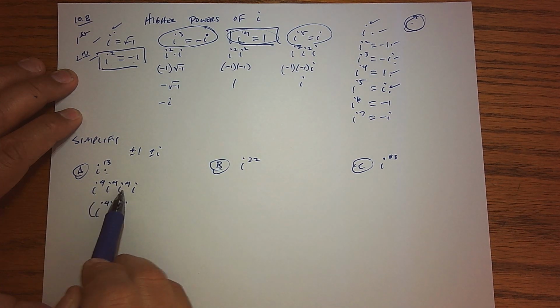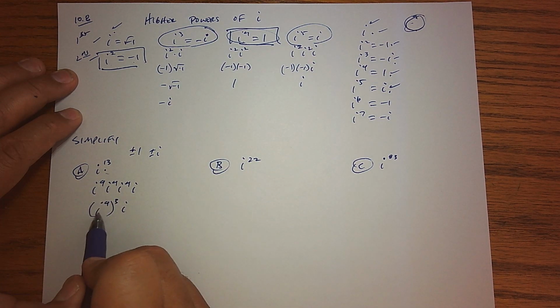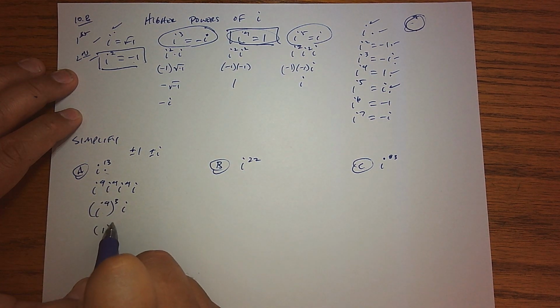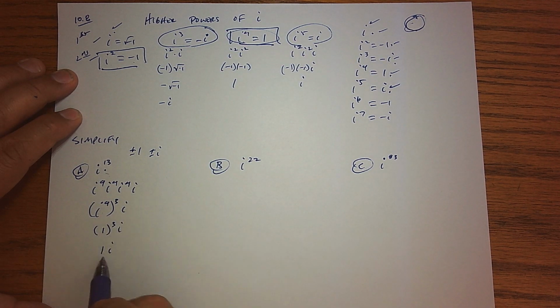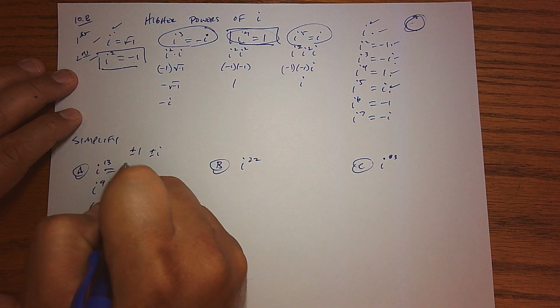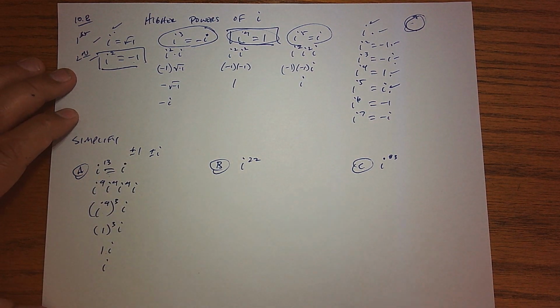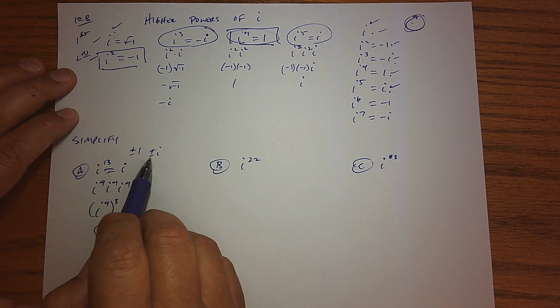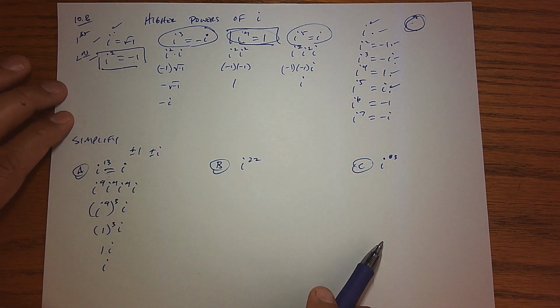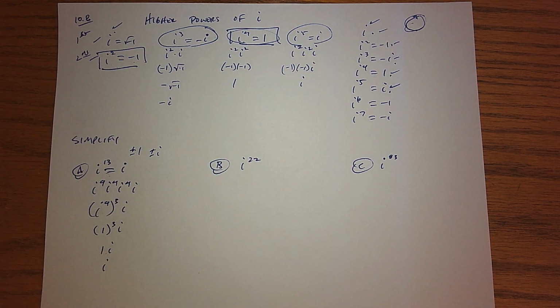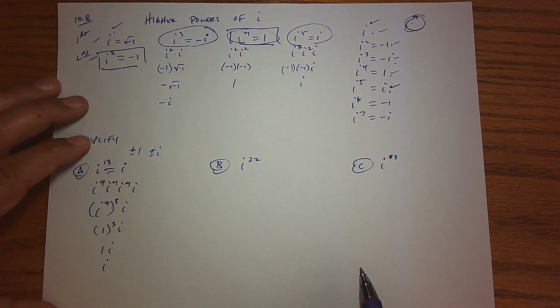So i to the fourth 3 times means this. Well, what is i to the fourth? We know it to be 1. What is 1 to the third power? It is 1. What is 1 times i? It's i. So what is i to the 13th equal to? It is equal to i. So out of our 4 choices, it comes out to positive i. So that's how you pretty much handle higher powers. Take advantage of i squared and i to the fourth to help you along.